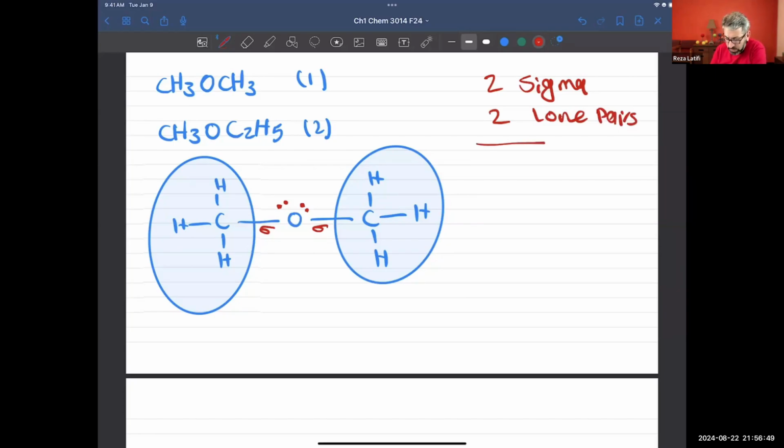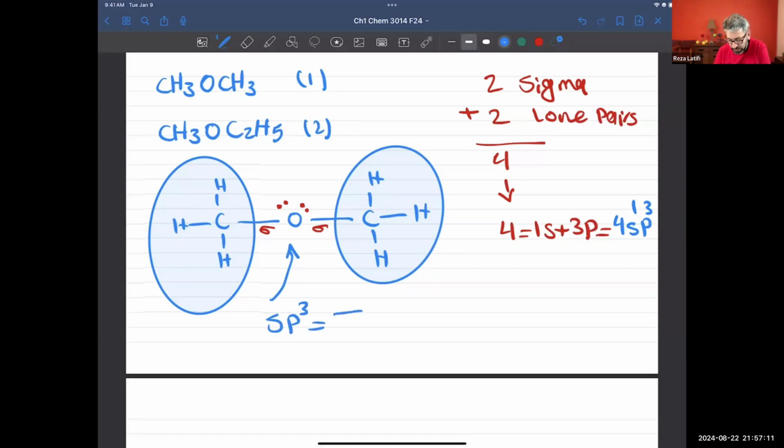Next, sigma plus lone pairs equals 4. What's going to be the hybridization? It will be 1 from S and 3 from P, so S1P3. The hybridization for oxygen will be sp3, and this one is supposed to be tetrahedral. For tetrahedral, listen carefully: if you have 1, 2, or 3 lone pairs, it will be polar, providing you have non-identical elements attached to each other. In this case, I see carbon attached to oxygen and carbon also attached to hydrogen, but carbon is not identical to oxygen.